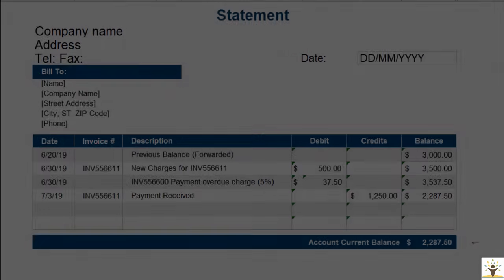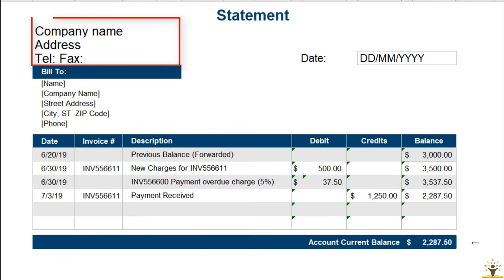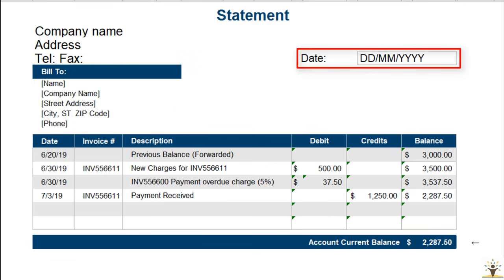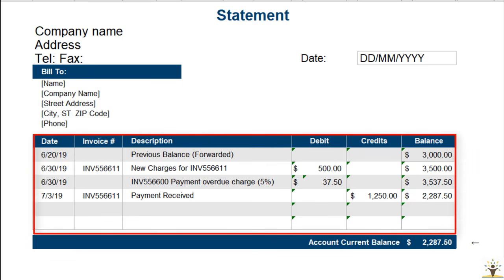The contents of the statement of account include name and address of the seller, name and address of the buyer, the date of issue of statement, sales invoices issued during the period, credit notes issued during the period, cash and cheque received, discounts allowed to the buyer, and amount due to be paid by the buyer at the end of the period.